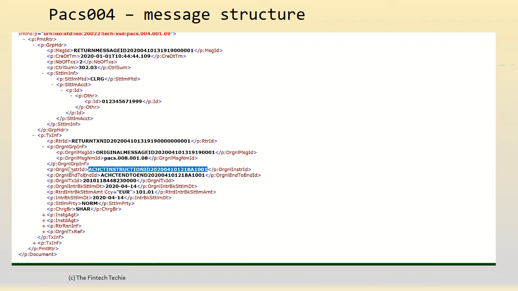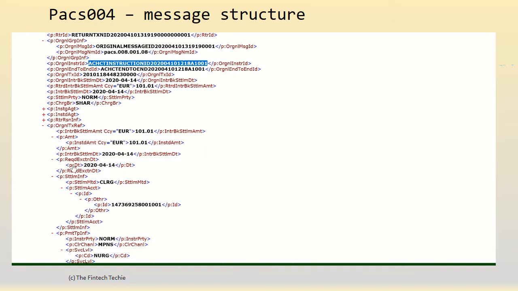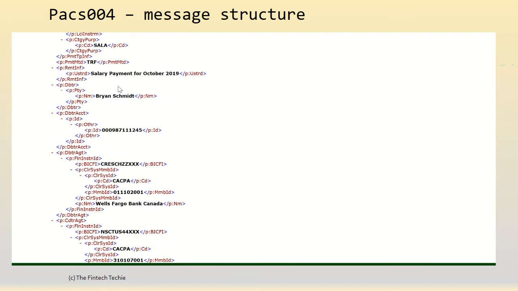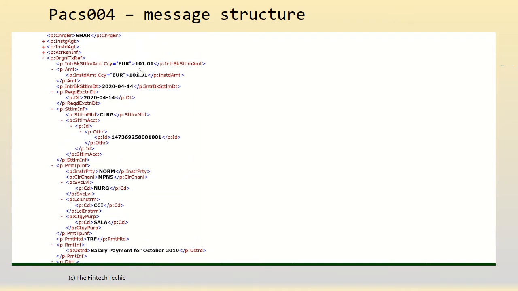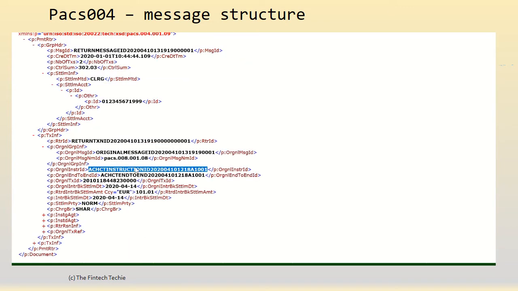So one thing to note here is that apart from the original message ID and the original transaction ID, you have the complete information about the original pacs.008 message. So original transaction reference, you have the complete detail. This seems to be, for example, a salary payment which has come, obviously for the same amount, 101.01. So this is the complete original details of the pacs.008 message which is being returned here.